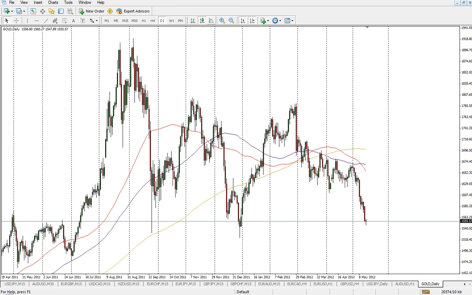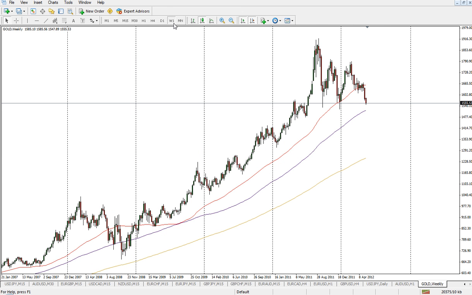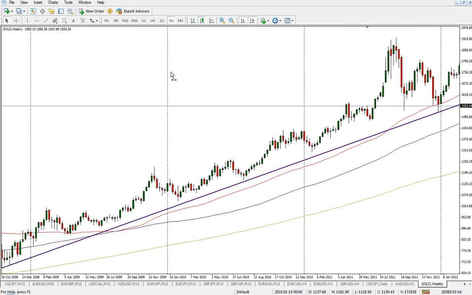Okay, that's the forex done. Let's have a look at gold. What do we have on gold? We have to talk about this trendline support that we talk about every video, because it's very good to keep in mind. And we had a key week last week.